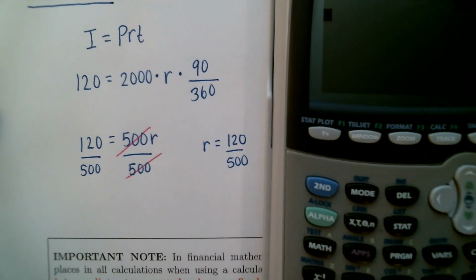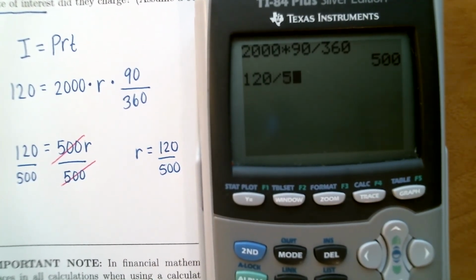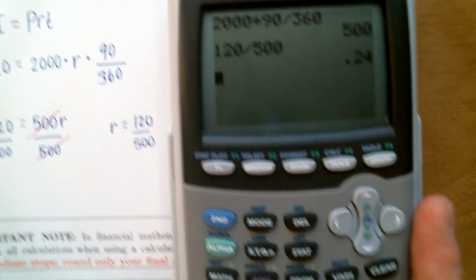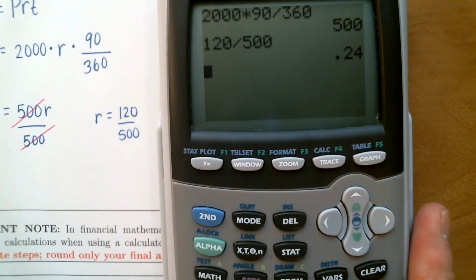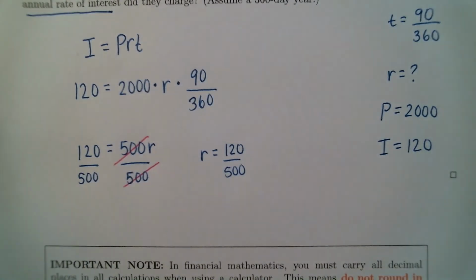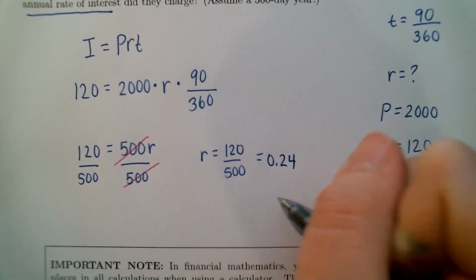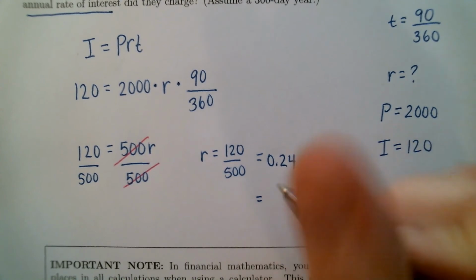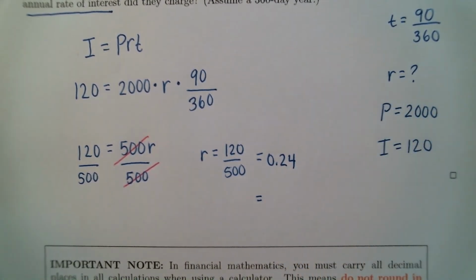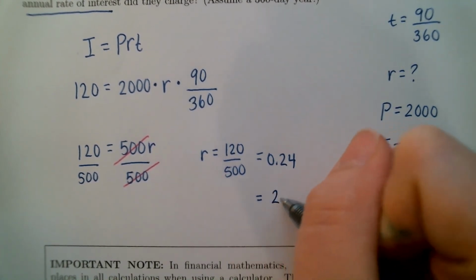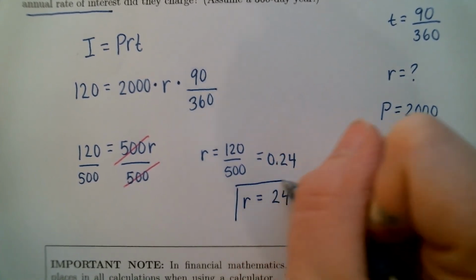It'll give you some decimal. So we're going to get 120 divided by 500. Oh, nice even number here. This is going to be 0.24. Remember, this is the decimal version of the interest rate. And then if we converted this to a percent, take your decimal point and move it 2 places to the right. So that's going to be 24% is the interest rate.